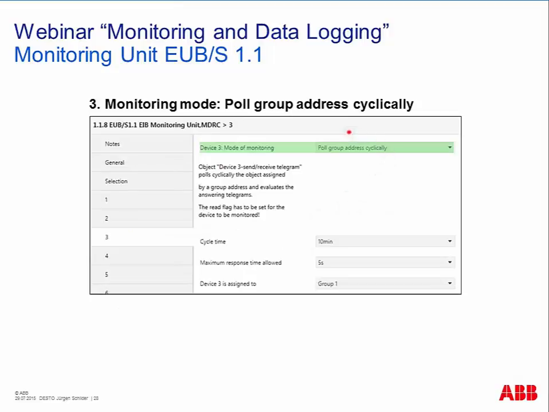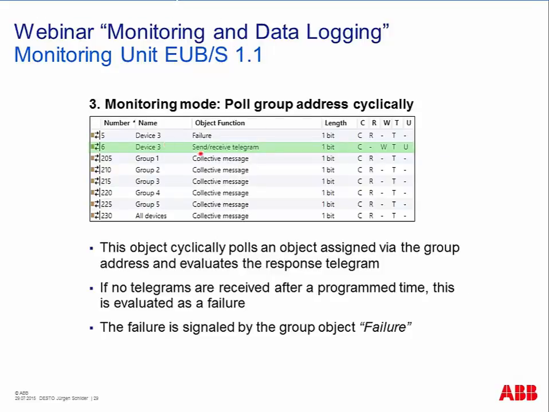In the parameters, you only adjust here the way of monitoring your device, in this case poll group address cyclically. That's all you have to do. And of course you have to assign a group address to the dedicated group object in our EUBS, called send receive telegram, together with the group object of the device to be monitored, for example the status object of the switch actuator. Same group address, read flag set in this communication object of the switch actuator, and then it will be done.